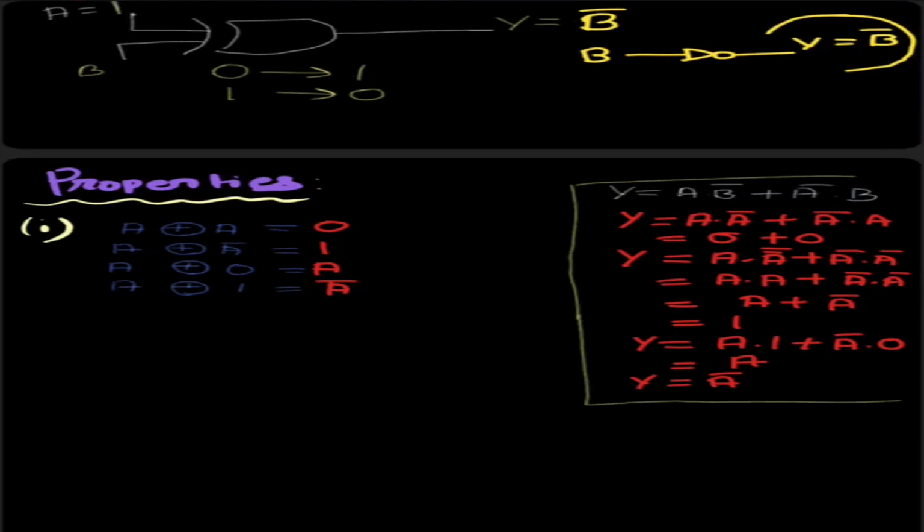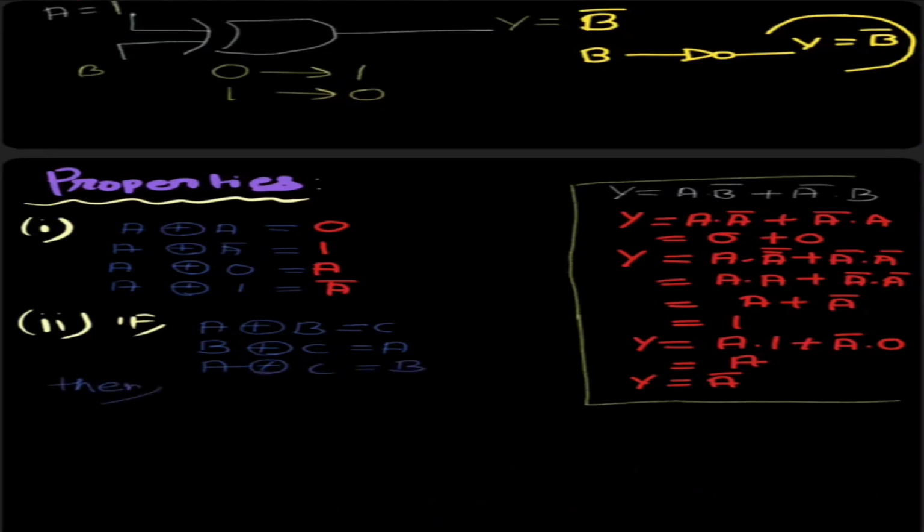Talking about the second property, if A XOR B equals C, then B XOR C equals A and A XOR C equals B. Then the main property here is A XOR B XOR C equals 0.